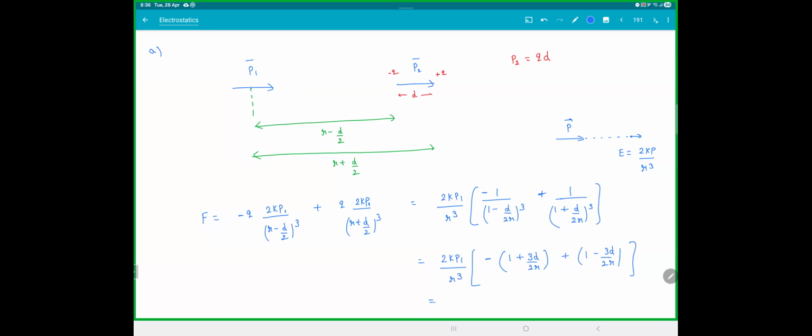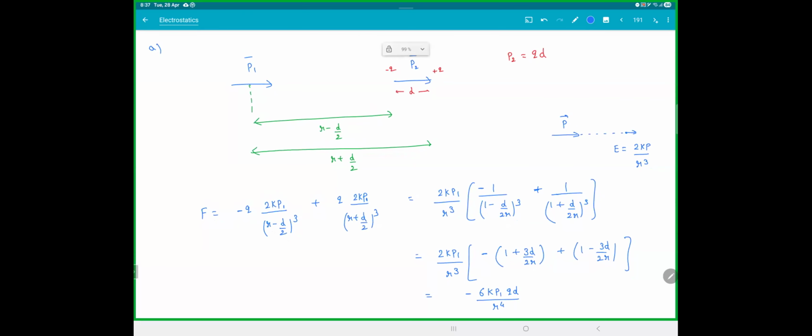Right? And when you do this, minus 1 goes off, and that would be minus 3d by 2r. You end up with minus 6kp1 q d by r power 4. But I know q into d is nothing but p2. So 6kp1p2 by r power 4. That's your force between two dipoles. Dipole-dipole interactions are 1 by r power 4. This is one way to handle this. The same way I can find the potential energy also, charge into potential and everything. Clear with this?